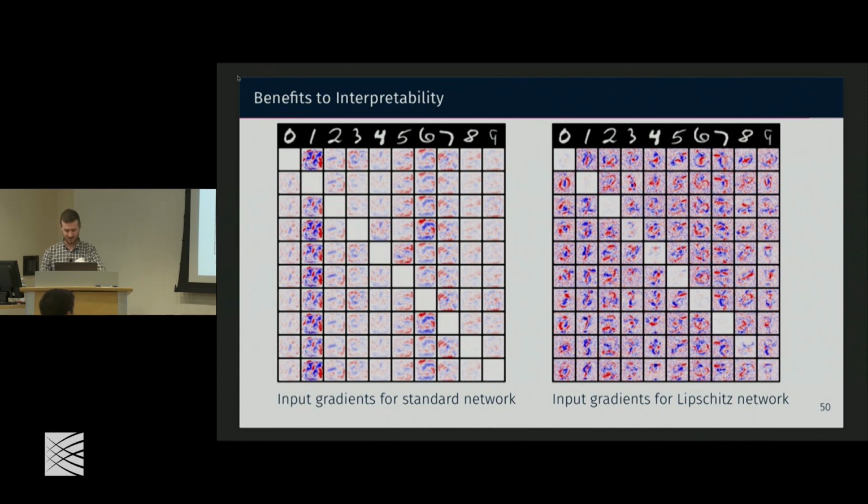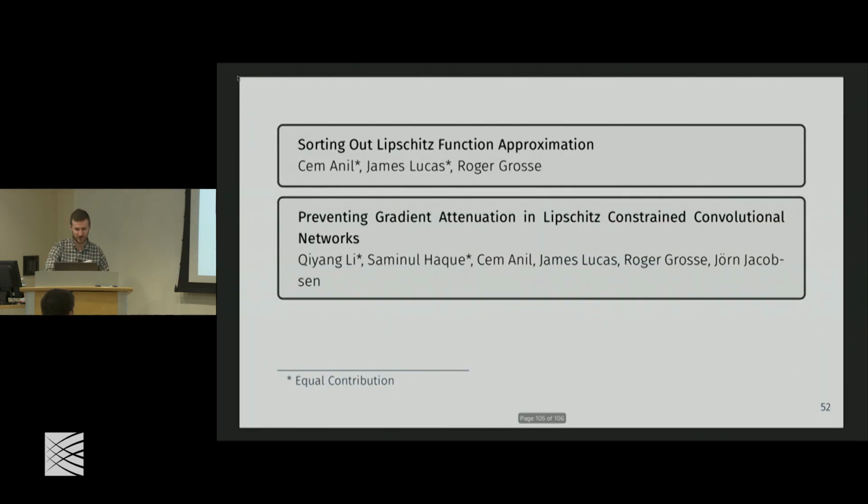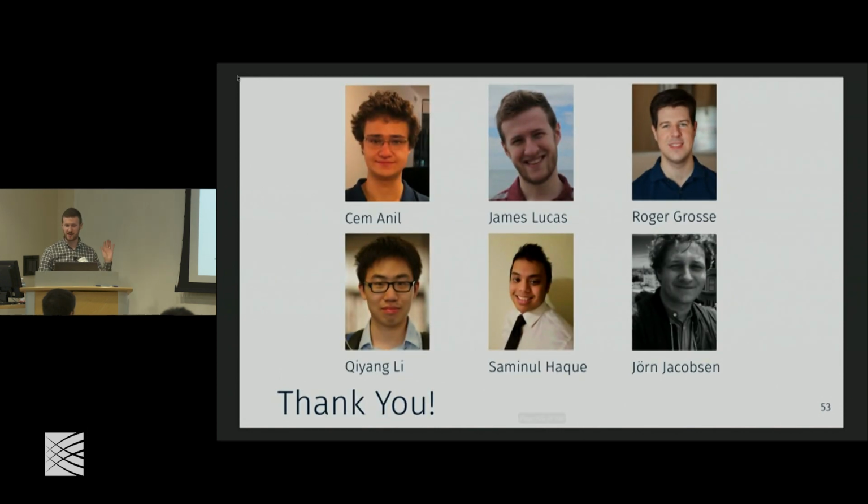Okay, so I should, of course, give due credit. The first paper that we've spoken about mostly today was Jem, myself, and Roger. And then the other paper I mentioned is titled Preventing Gradient Attenuation in Lipschitz-Constrained Convolutional Networks. And the wonderful people that worked on this paper can be seen here. The people that aren't here today are Cem Anil, Samuel Hack, and Jörn Jacobsen.